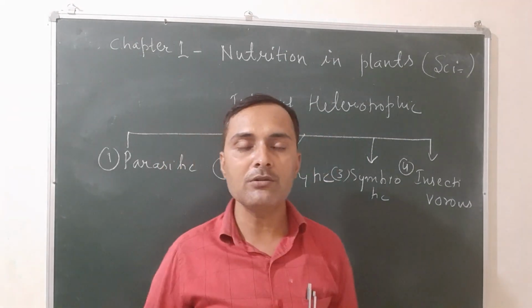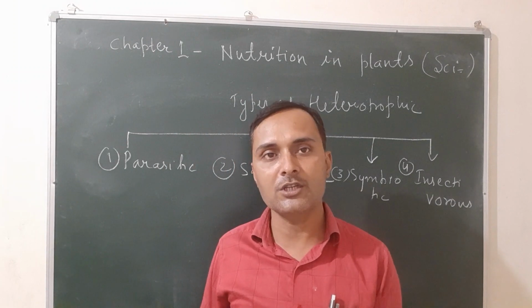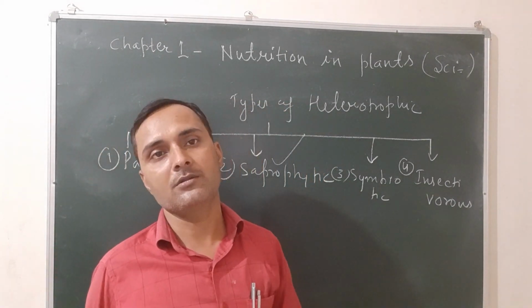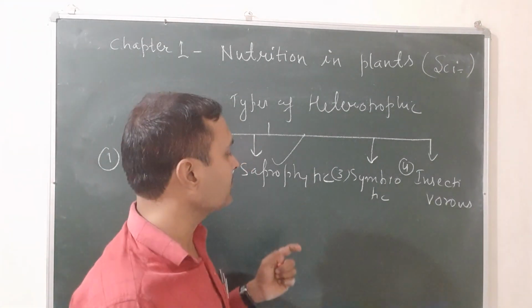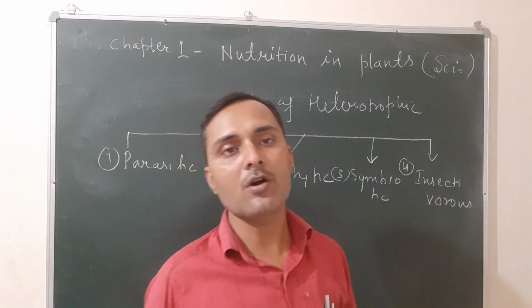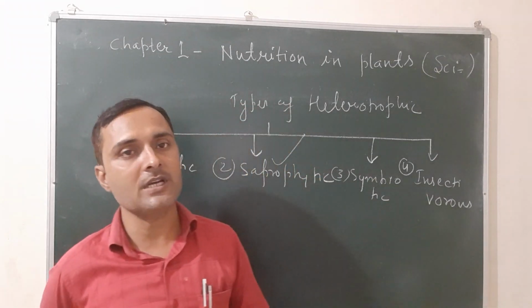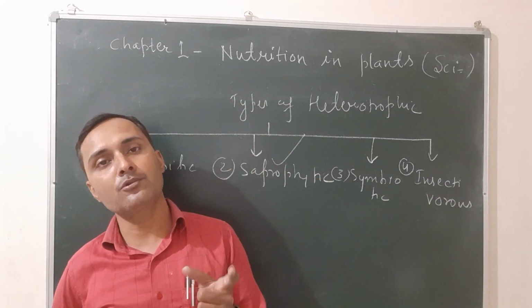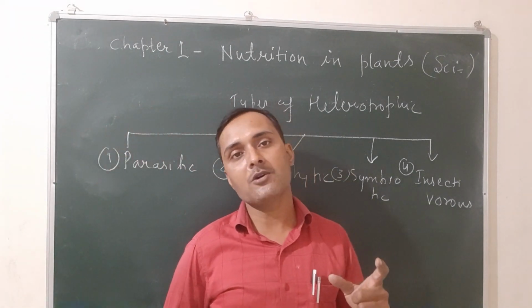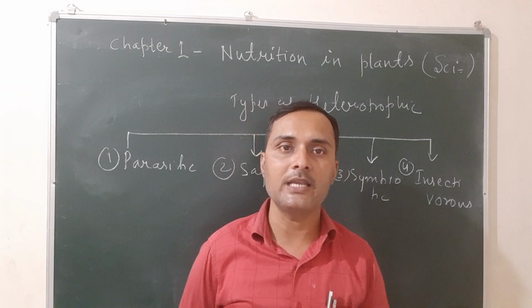Okay. What is symbiotic nutrition? The mode of heterotrophic nutrition in which two living organisms obtain food from each other, with no harm to either, is known as symbiotic nutrition. An example is lichen. Lichen is the combination of two living organisms, algae and fungi. Algae provides food to the fungi, whereas the fungi absorb water and minerals for the algae.